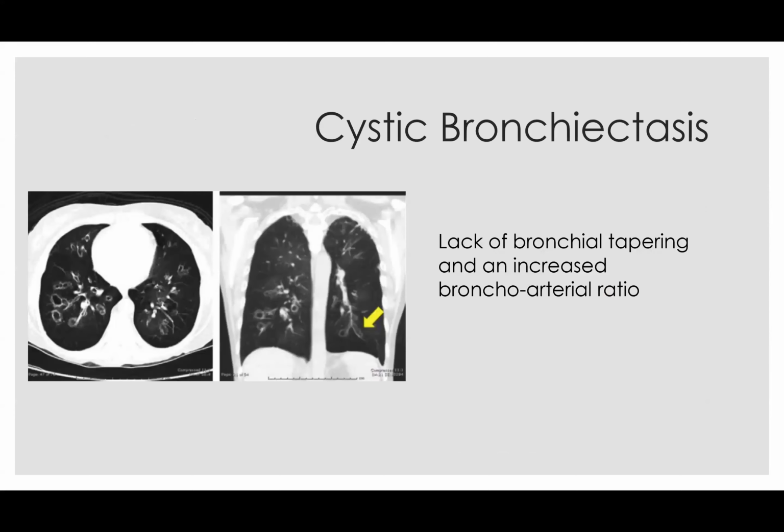Cystic bronchiectasis is one of the less common morphological forms of bronchiectasis. The other two are cylindrical and varicose. It's characterized by saccular dilatation of the bronchi that extend to the pleural surfaces. When they aggregate, sometimes they have a bunch-of-grapes-like appearance. Characteristically, there's a lack of bronchial tapering on imaging with an increased broncho-arterial ratio, with sometimes a signet ring appearance being described.